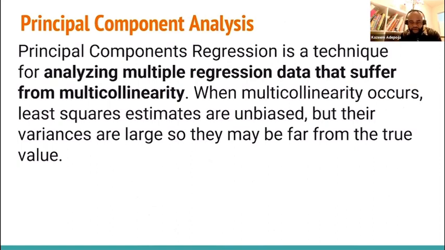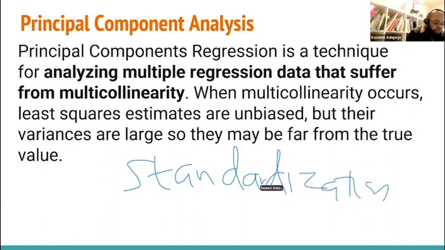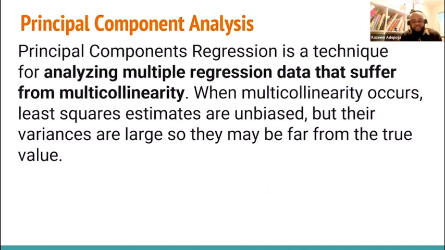That is when it is severe. And remember, I walked you through how to fix the problem of multicollinearity the other time, by using what I call standardization. By using standardization, we ensure that we don't discard any variable from the model. That is one approach to fix multicollinearity.